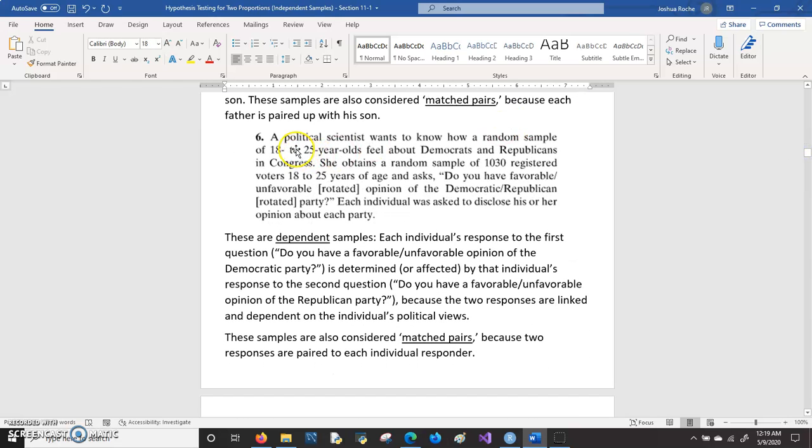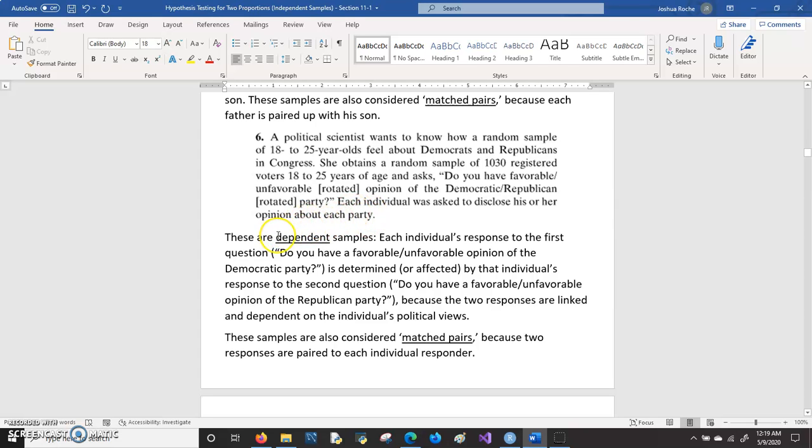And we'll do one more example. A political scientist wants to know how a random sample of 18 to 25-year-olds feel about Democrats and Republicans in Congress. She obtains a random sample of 1,030 registered voters, 18 to 25 years of age, and asks, do you have a favorable or unfavorable opinion of the Democratic/Republican Party? Each individual was asked to disclose his or her opinion about each party.